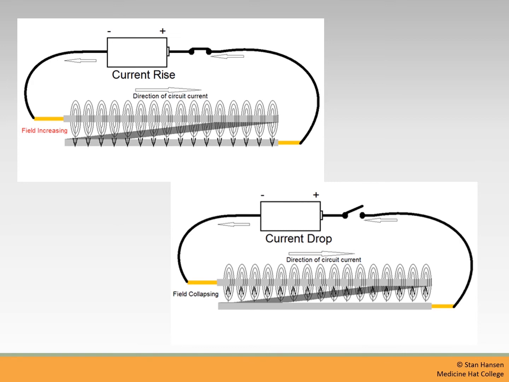As I open the switch, my current is collapsing from maximum down to 0 almost immediately. And in that case, I have a rapid amount of change happening in my magnetic field as well. And as my magnetic field collapses in the opposite direction, I also have a large induction with an opposite polarity.